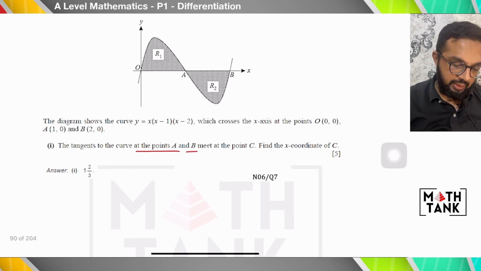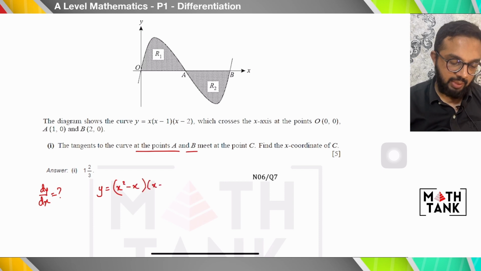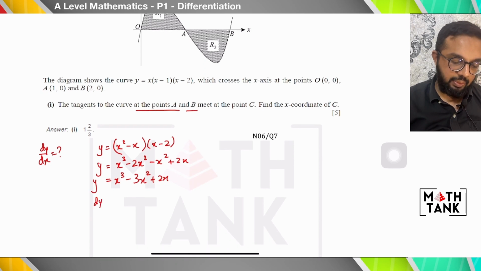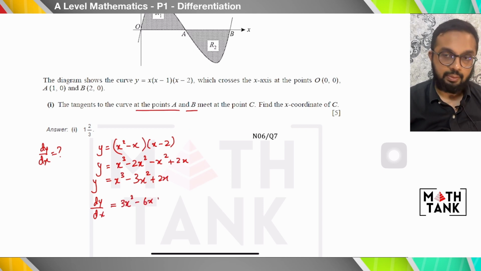So what I'm going to do is first try to differentiate. Now I can't differentiate without expanding it first, so I'm going to expand it first and say that this becomes x squared minus x when I multiply the bracket. Then when I multiply every term by x squared, I get x cubed minus 2x squared, and then minus x squared plus 2x. That gives me x cubed minus 2x squared minus x squared plus 2x. That's why I need dy by dx, because I want to find the gradients of the tangents. Okay, so that gives me 3x squared minus 6x plus 2.